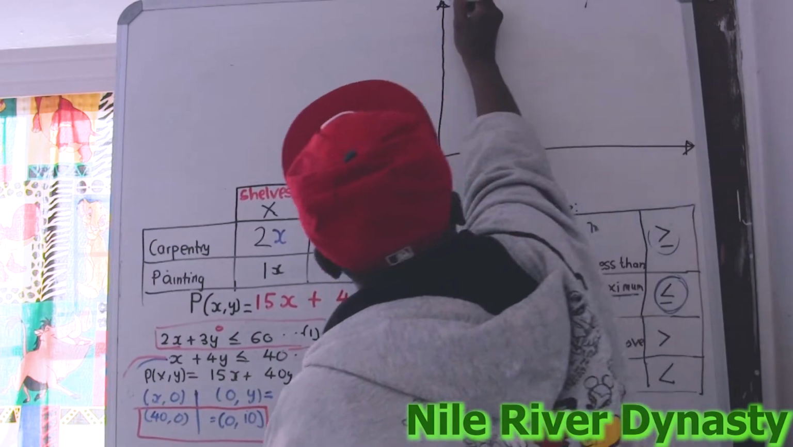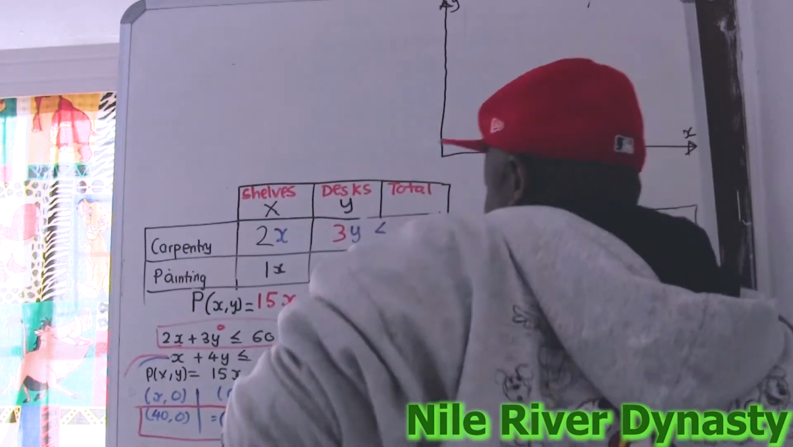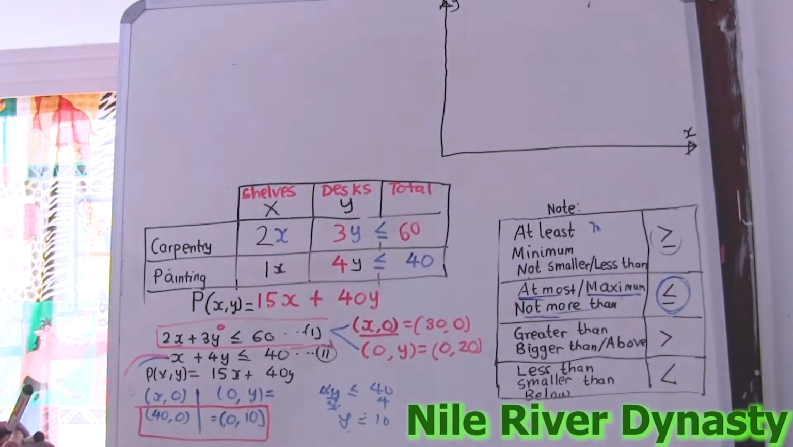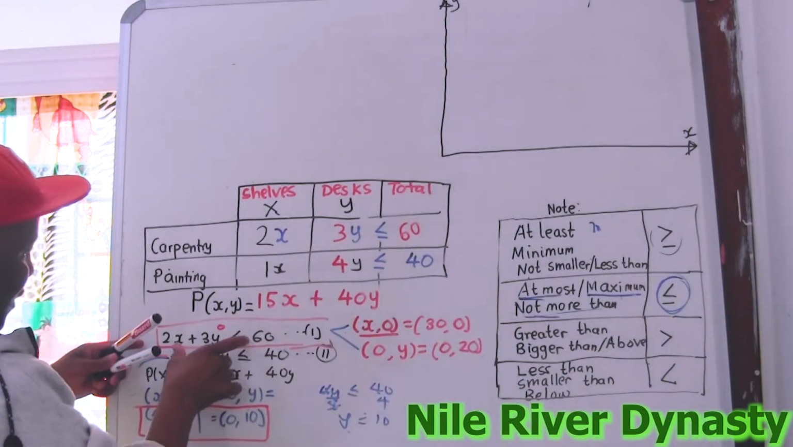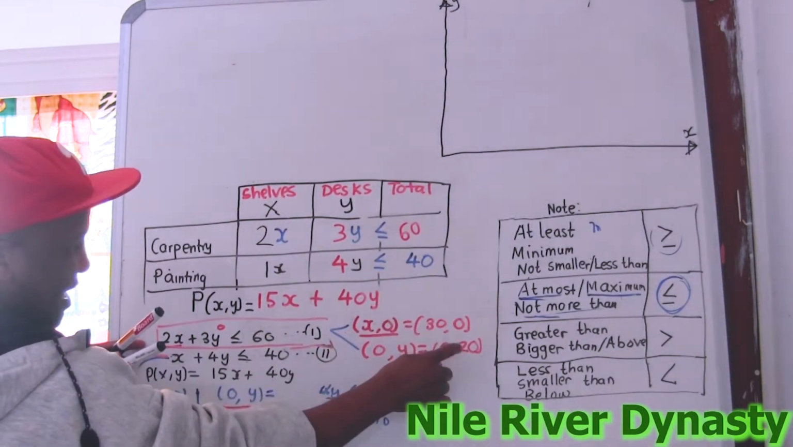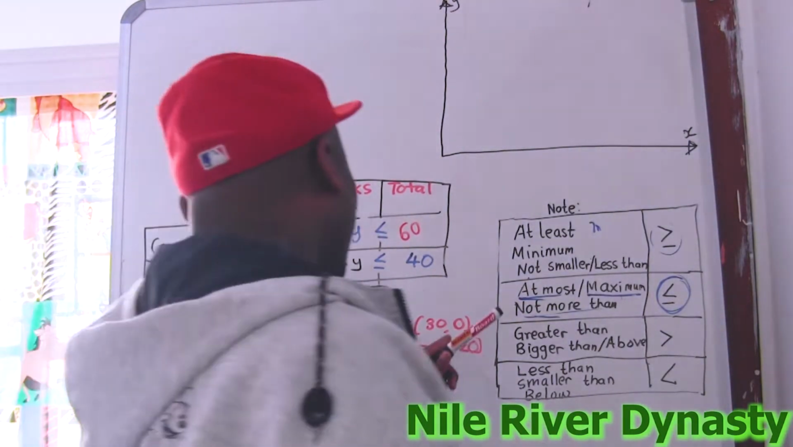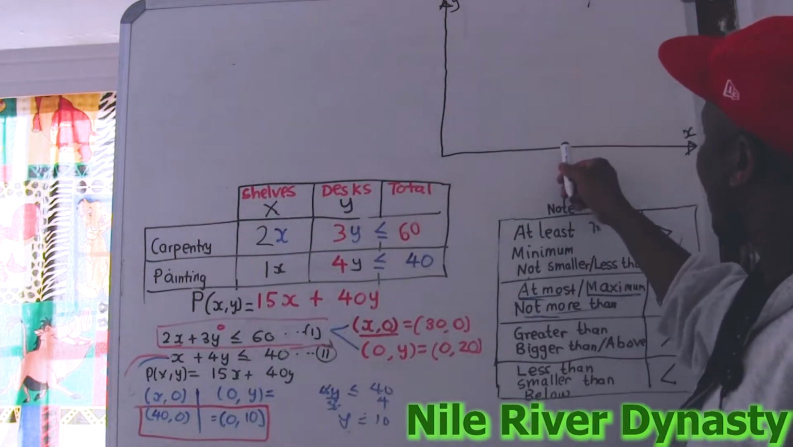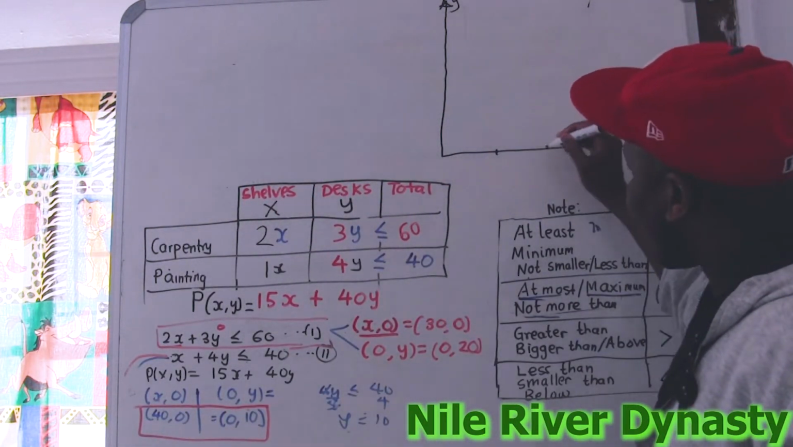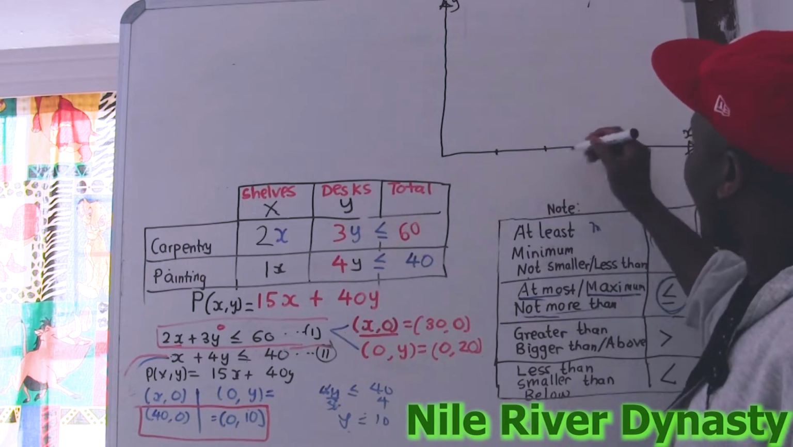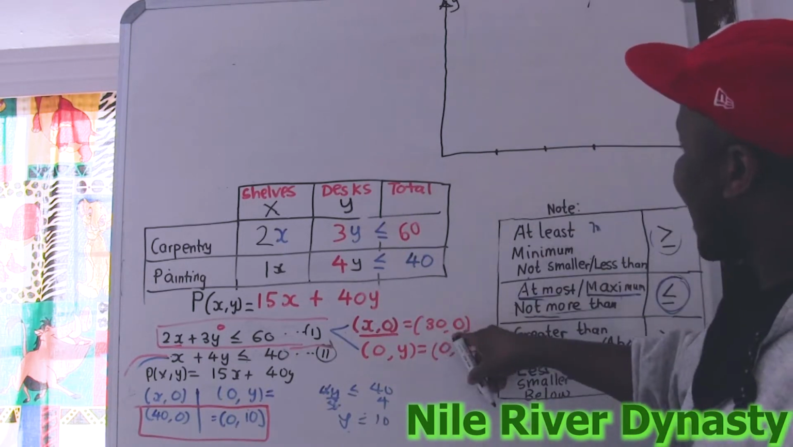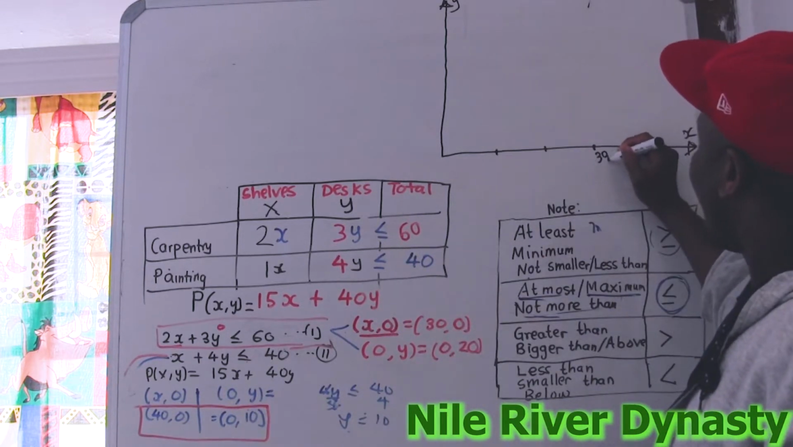Okay, so now this is Y and this is X. So now we say our x-intercept for the first graph is x = 30 and y = 20. So x = 30, okay, let's say this is 10, 20, 30. We just assume this is 10, this is 20, this is 30. So this is 30 and 0.